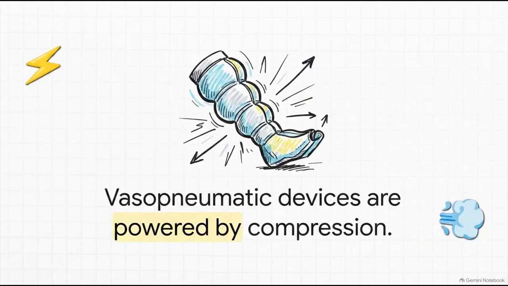The absolute key word you have to remember here is powered. To successfully report 97016, the device must be powered by physical compression, like that electrical pump we just talked about. This is what sets it apart from simple static wraps, compression stockings, or ACE bandages. If it's just a tight wrap without an active powered pumping mechanism, it is not a vasopneumatic device.